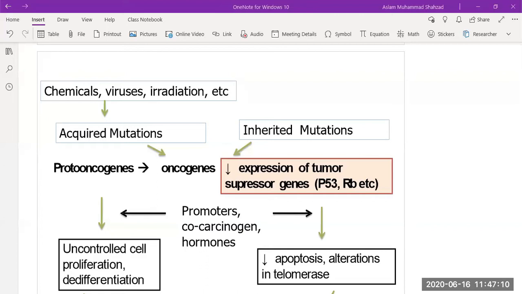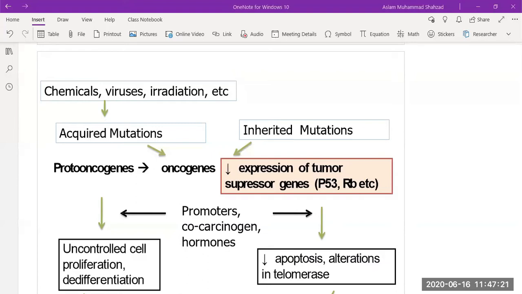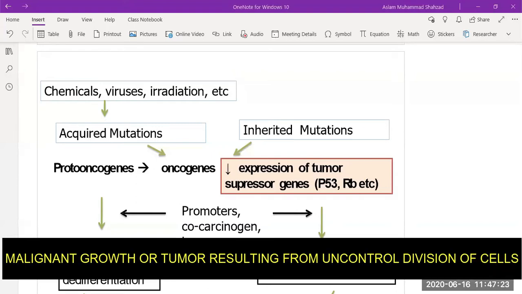How can we define cancer? It is defined as an uncontrolled division of abnormal cells in a part of the body, or it can be defined as the malignant growth or tumor resulting from uncontrolled division of the cell.